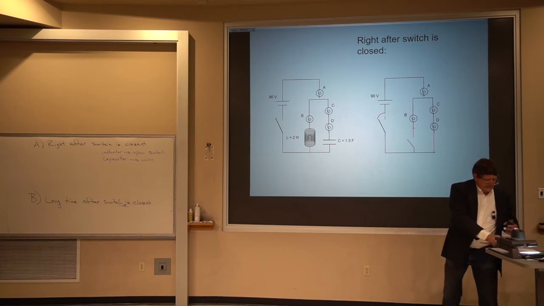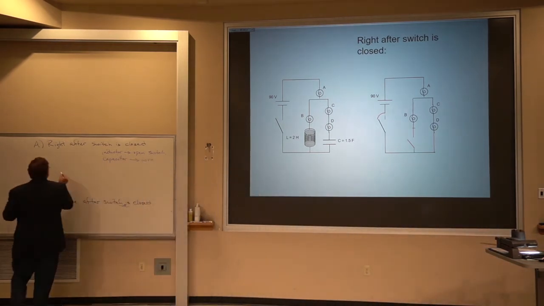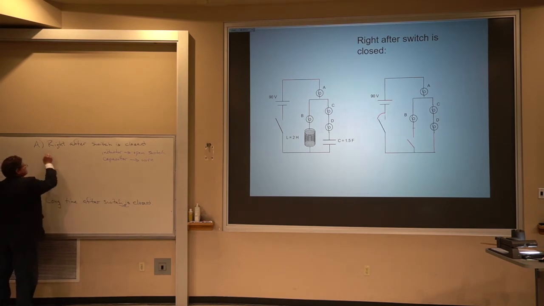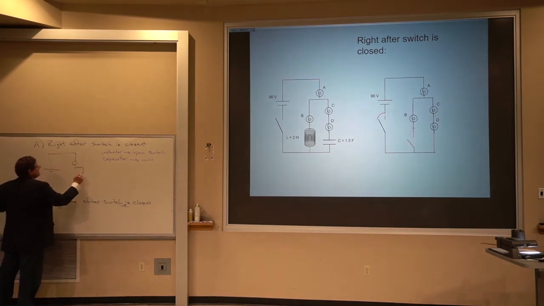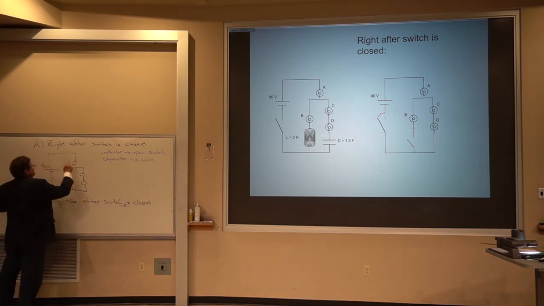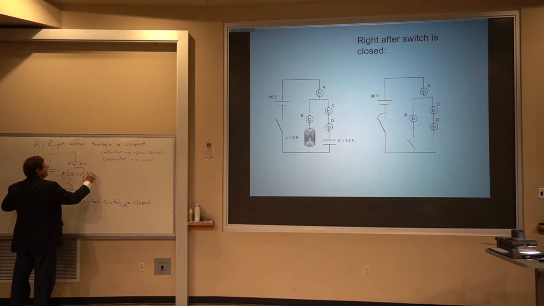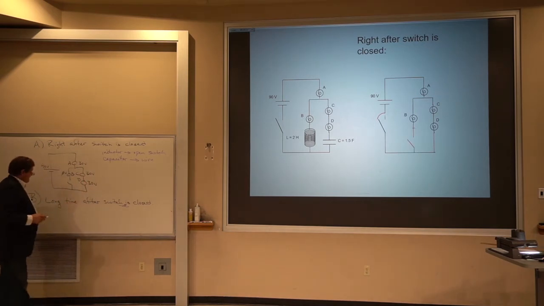Okay, I'm going to draw that on the board here. So this is 90 volts. A is going to be 30 volts. B is going to be 0 volts. C is going to be 30 volts. And D is going to be 30 volts. Okay?